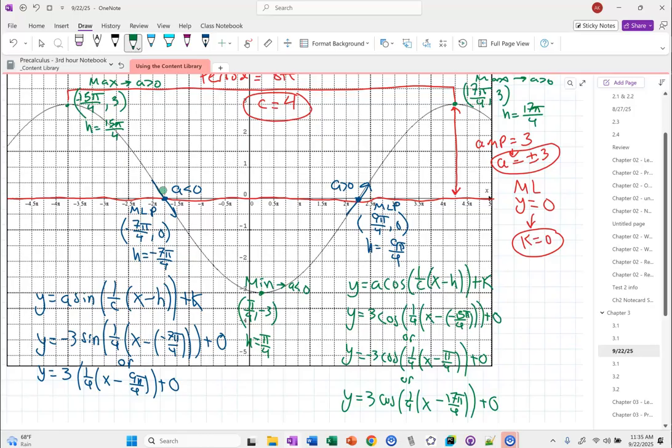And here for the cosine answer, again, there are 3 extremes on the graph. So 2 different minimums, 1 maximum. Any one of those 3 would be an acceptable final answer for the cosine, depending on which point you used.